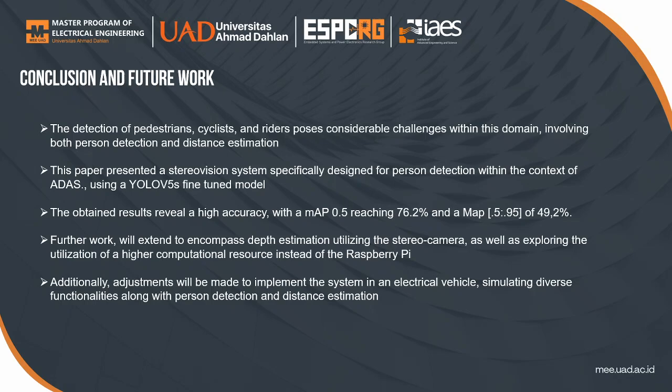Further work will extend to encompass depth estimation utilizing the stereo camera, as well as exploring the utilization of a higher computational resource instead of the Raspberry Pi. Additionally, adjustments will be made to implement the system in an electric vehicle, simulating diverse functionalities along with person detection and distance estimation.